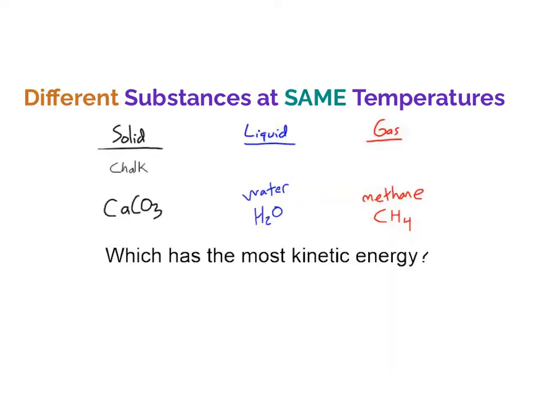Here's a slightly different scenario. We have 3 different substances: chalk, which is calcium carbonate, water, and methane gas. And what if they're at the same temperature? Let's say they're at 70 degrees Fahrenheit. Which one is going to have the highest kinetic energy? Well, you might think of methane because it's a gas, but the clue is they're at the same temperature.